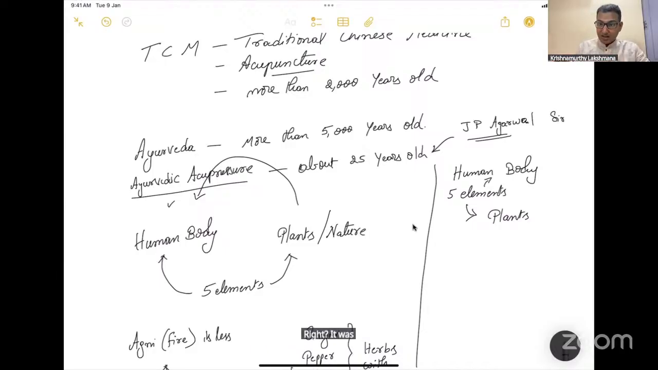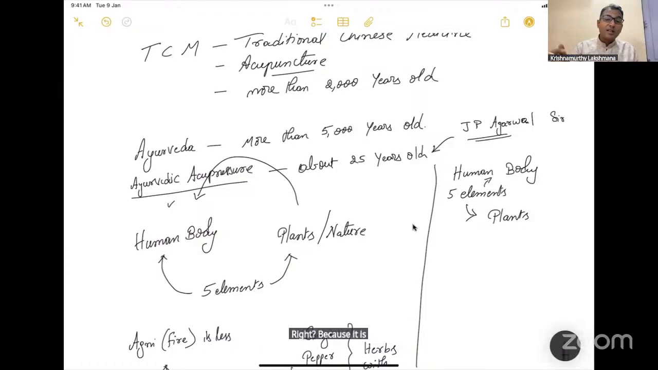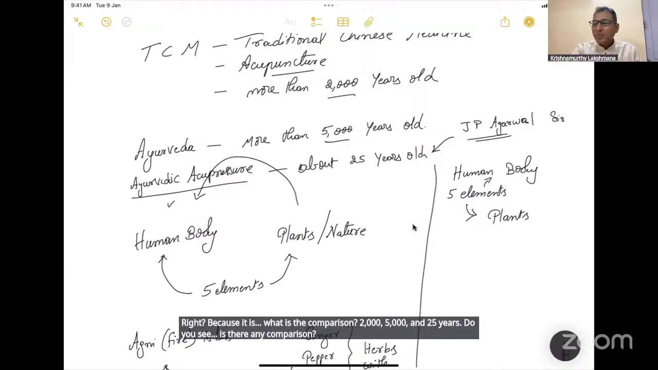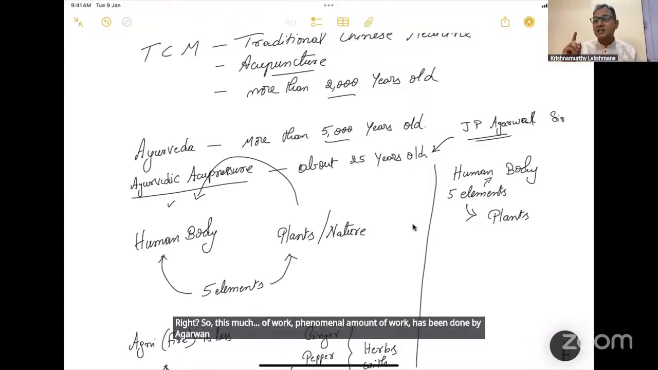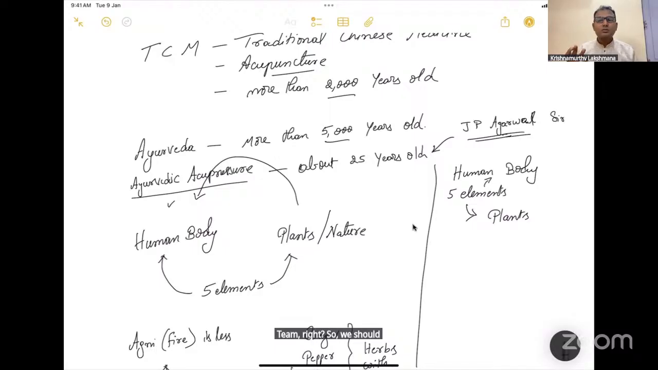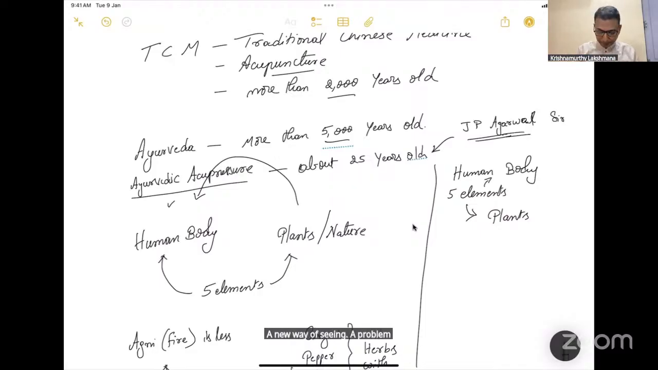Right? It was not there 25 years back. Since then it was developed and refined. Every day there is refinement in the concept, right? Because what is the comparison? 2000, 5000 years and 25 years. Is there any comparison between thousands of years and only a few decades? So a phenomenal amount of work has been done by Agarwal sir and his team. We should be so thankful for his vision. He has given birth to a very new concept and a new way of seeing a problem in the human body, right?